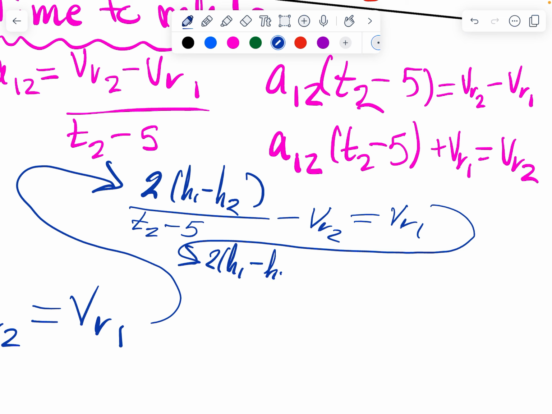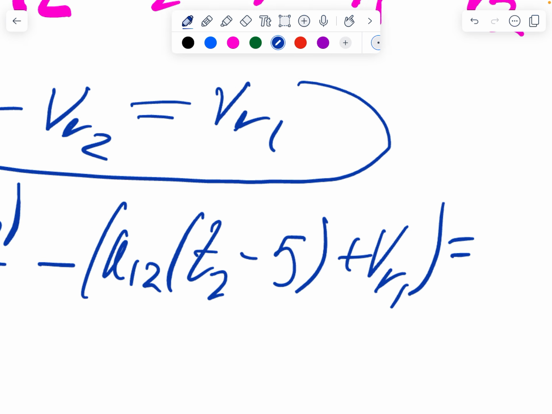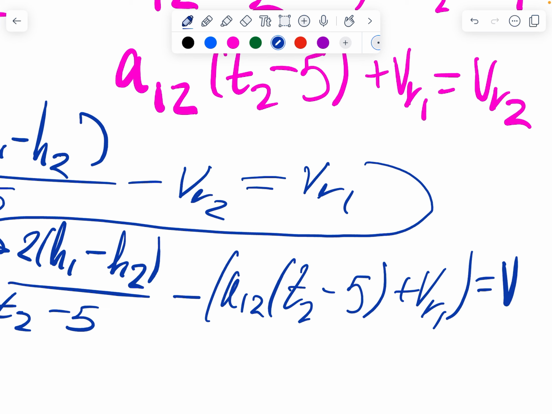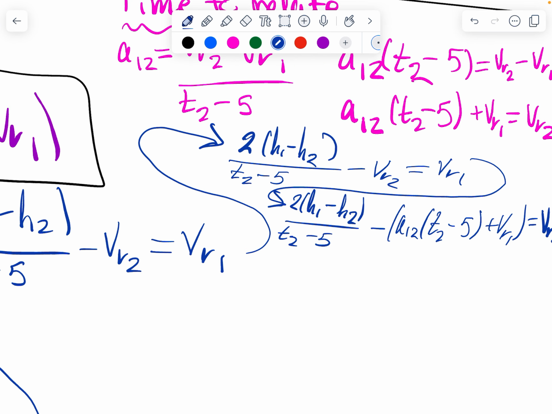It's going to be 2H1 minus H2 over T2 minus 5, minus... what is that going to be minus? Let's plug in what we have, A1 half T2 minus 5 plus VR1. Does that equal VR2? That equals VR2. Look at that. Now we've got variables that we can actually work with.